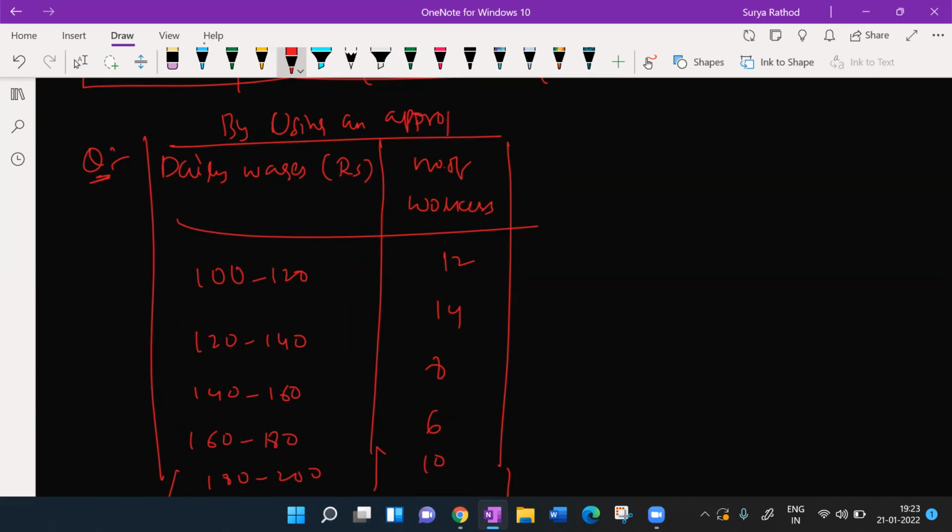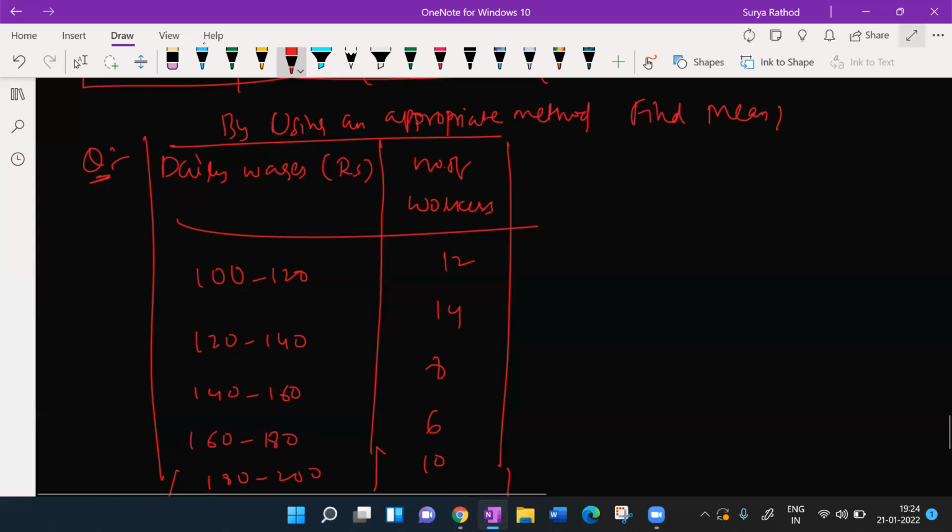Sir, one second. Can you once explain what the different terms are? For example, Fi, Di, Xi, because that's going to be used here. Okay, no problem. See, the midpoint gives you xi. The question is: by using the appropriate method, find the mean.